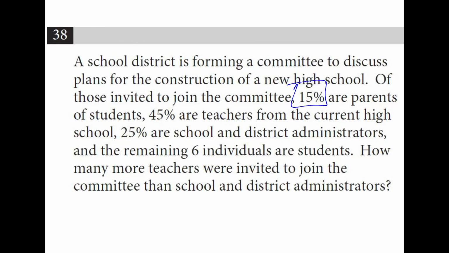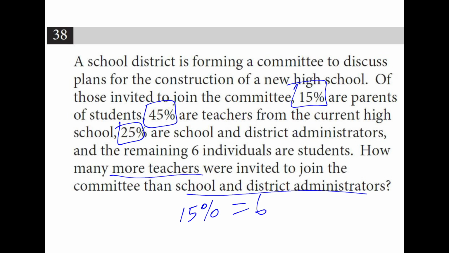So 15% plus 45% is 60, plus 25% is 85%. The remaining 15% are students, and that equals 6. They want to know how many more teachers than school and district administrators. So the difference there is 20%. So if 15% is 6, 5% is 2, and I can multiply this by 4 and find out the answer is 8.